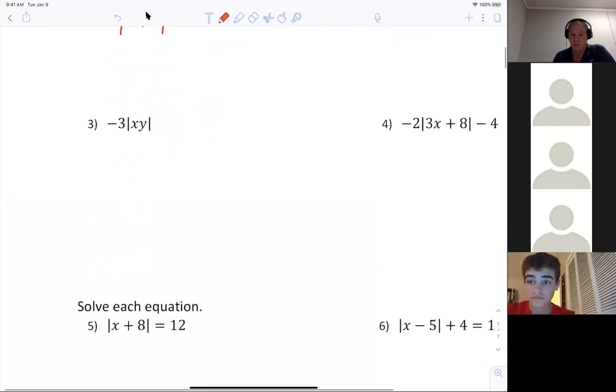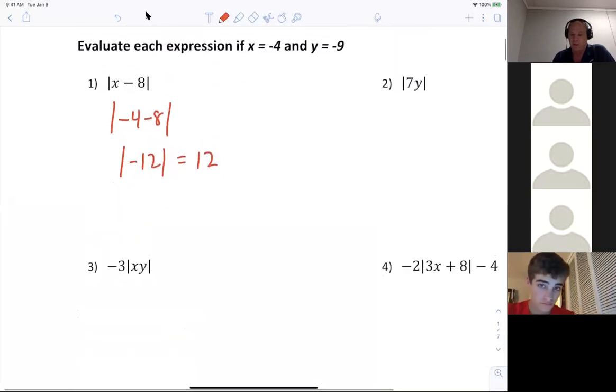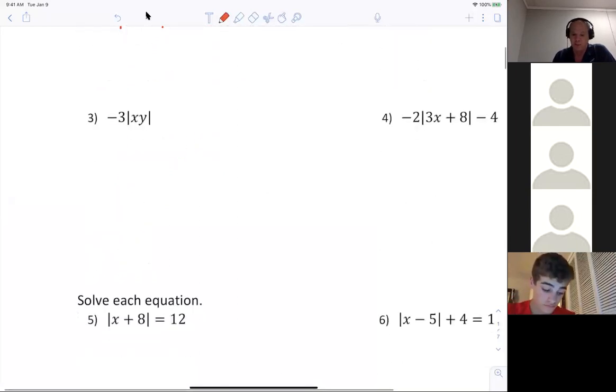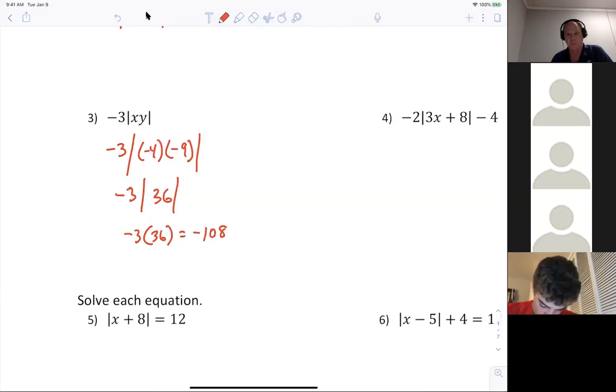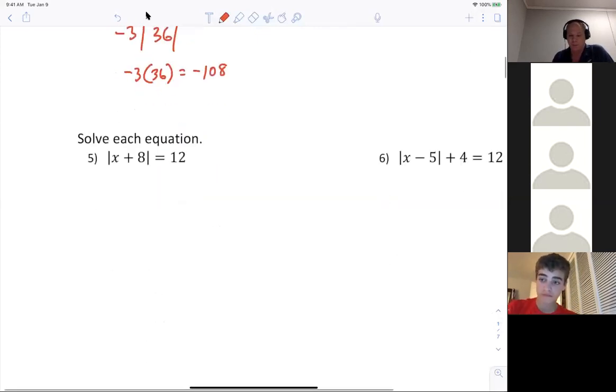All right, number 3. Now I have to remember x is -4 and y is -9. So -3 times the absolute value of -4 times -9, which is just -3 times the absolute value of 36. Absolute value of 36 is 36, and then -3 times 36 is, of course, -108. Pretty straightforward.